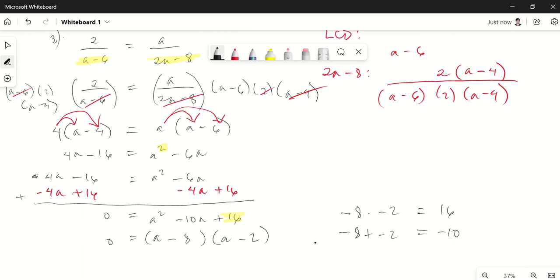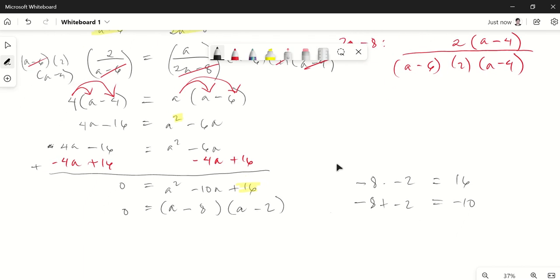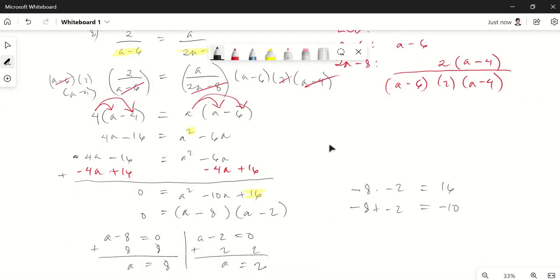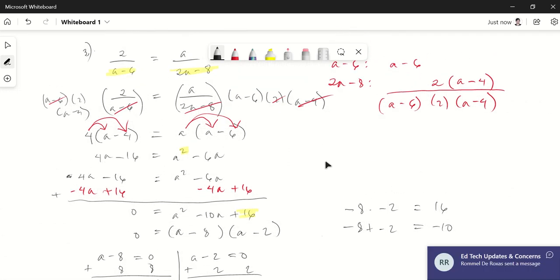Now we are ready to equate each factor with 0. So it would be a minus 8 is equal to 0, and a minus 2 is equal to 0. To isolate the a, we need to add 8 and apply APE. It will result to 8. On the other one, we need to add 2, applying APE, and it will result to 2. Now, as of the moment, we have 8 and 2 as solutions.